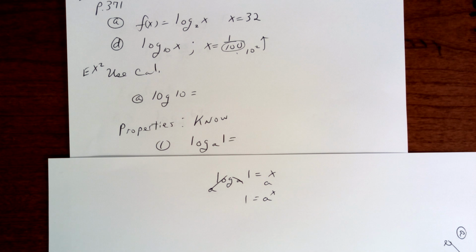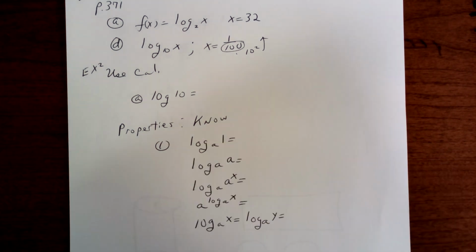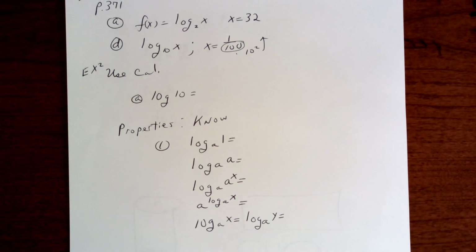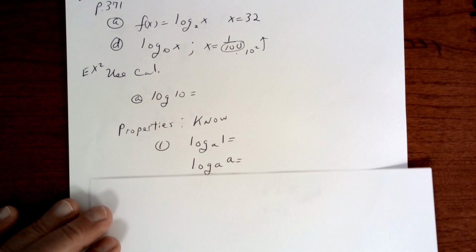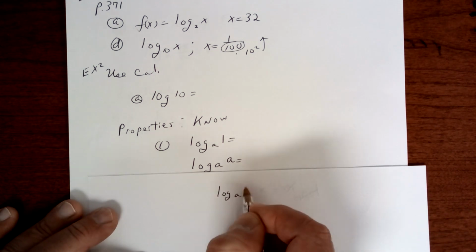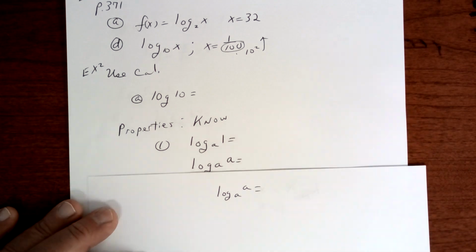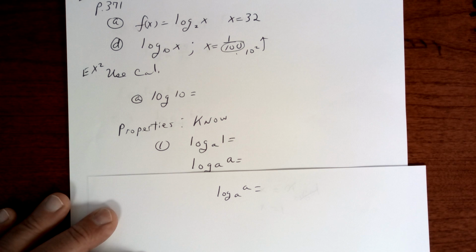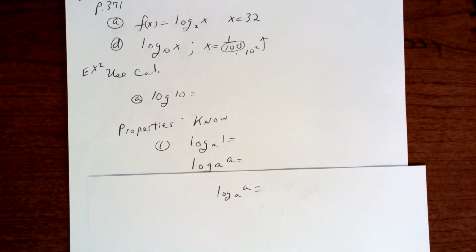Okay, so this one right here, you're going to do it the same way. You're going to say log base a of a is equal to what? Well, this would cancel here, and that will give you 1. Let's take a look in the book, though.